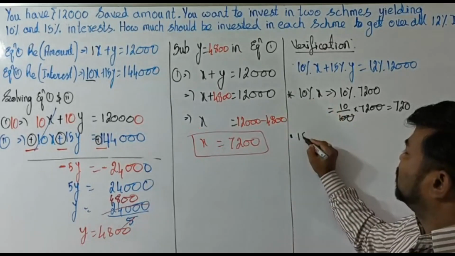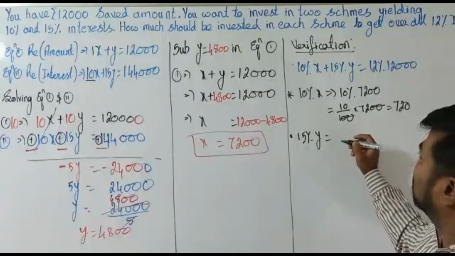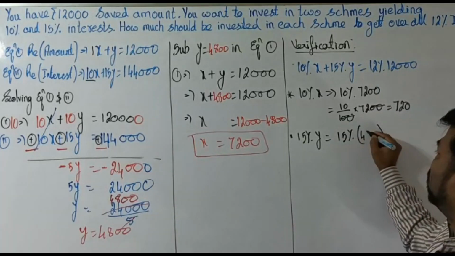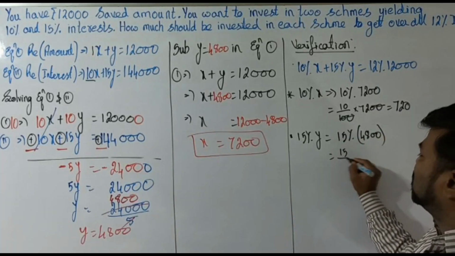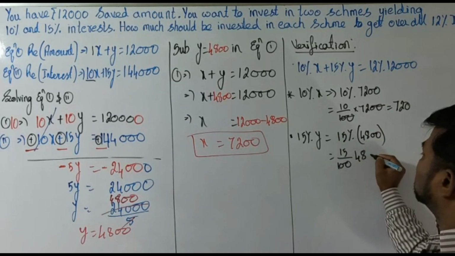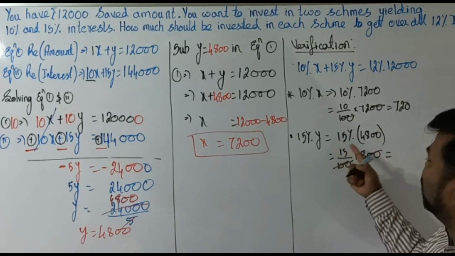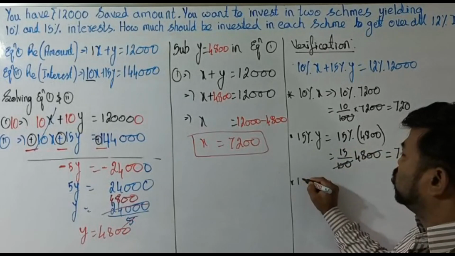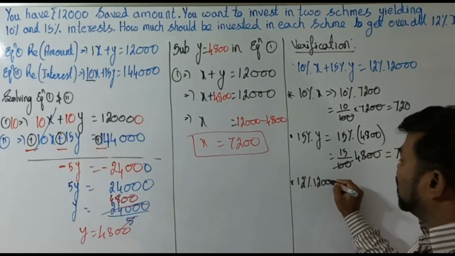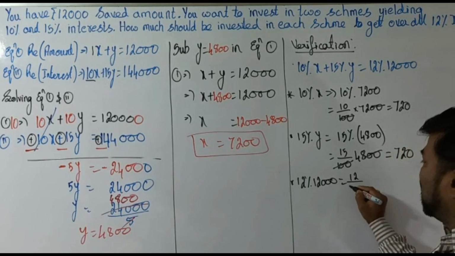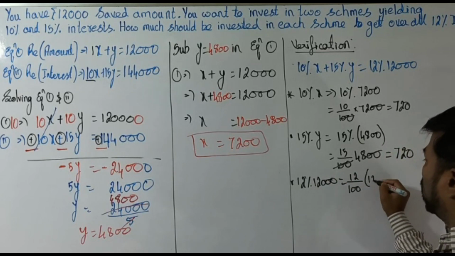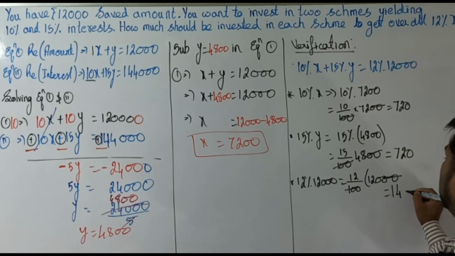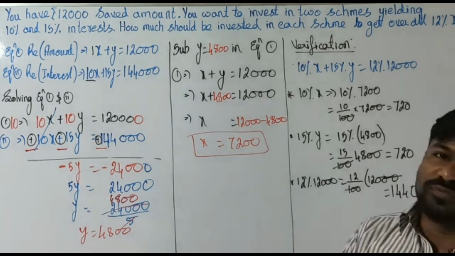In the same way, what is 15% of y? The y amount we got is 4800. So 15 by 100 of 4800, if you cancel it out and multiply, we again get 720. Now, what is 12% of 12,000? That is 12 by 100 of 12,000. If you cancel it out, it is 1440. This is what we are getting.